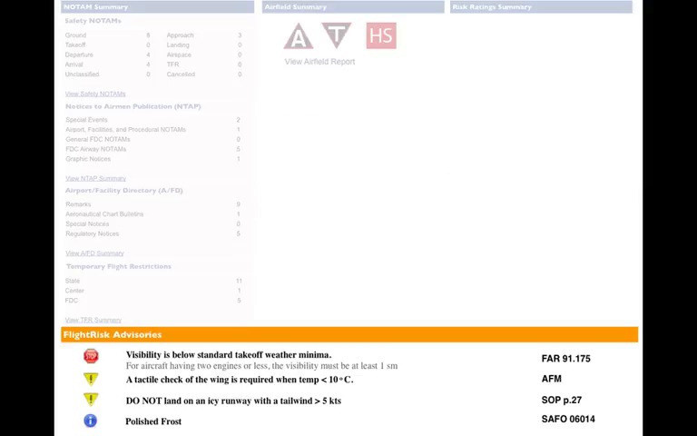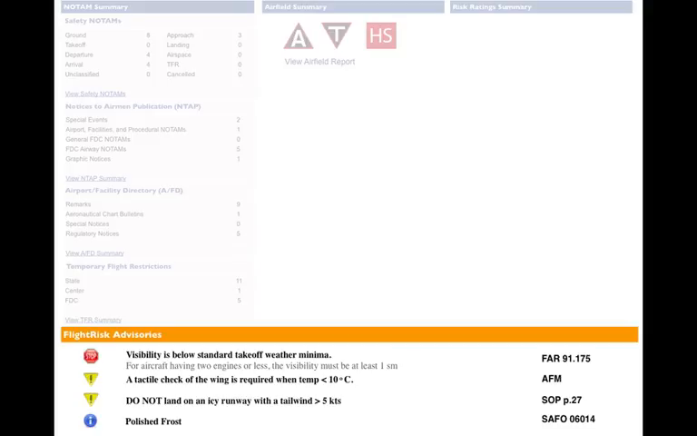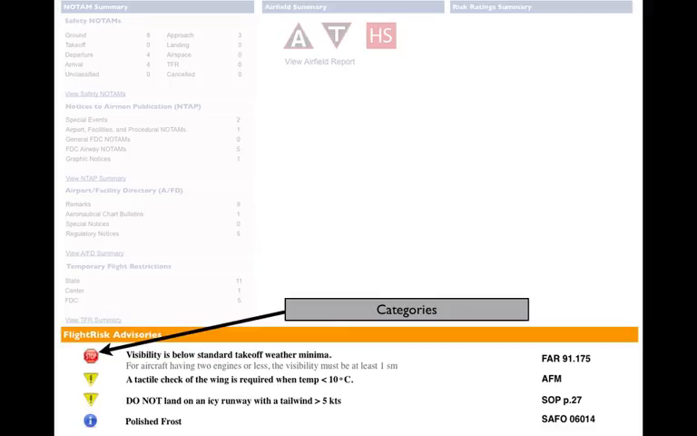FlightRisk is the only risk assessment system in the world to do so. This information is displayed in the Flight Risk Advisory section. Each reference will generate a message that summarizes the important information that you need to know. Each message is then classified into one of three categories depending on the likelihood of exceeding a published limit.